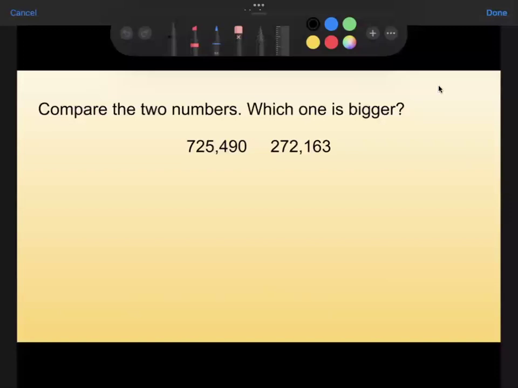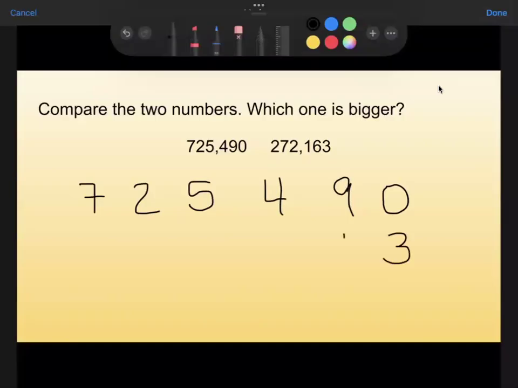Okay, here's our next practice problem. The first number is 725,490. So I'm going to write that 725,490. And the second number is 272,163. So 3, 6, 1, 2, 7, 2.